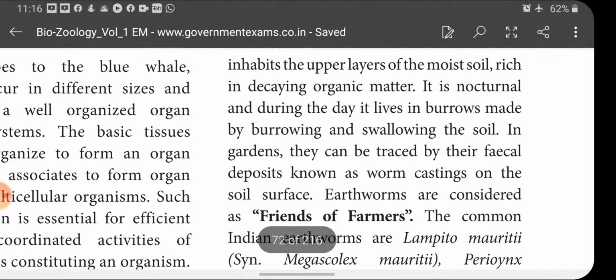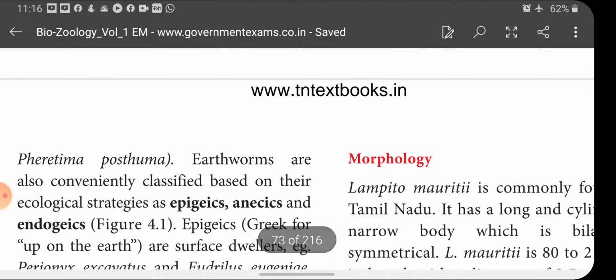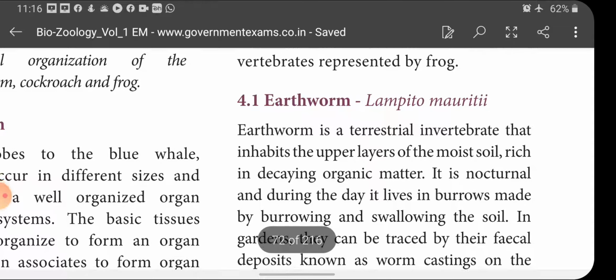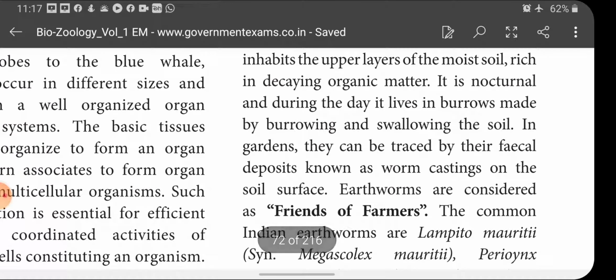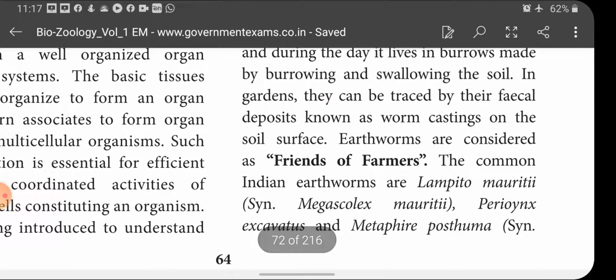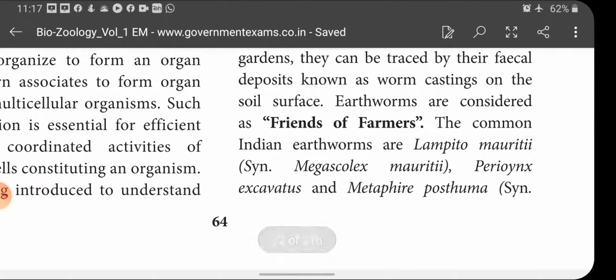So these are the various Indian earthworms we can see. Actually, earthworm is a terrestrial invertebrate which inhabits the upper layer of the soil, where rich organic matter is present, as you know very well. It is nocturnal. What is meant by nocturnal? It is active only during night time. During daytime it lives in the burrow, which it makes by swallowing the soil. And in gardens we can trace the place of earthworm by its castings on the soil surface. Earthworms are considered friends of farmers, that we know very well.